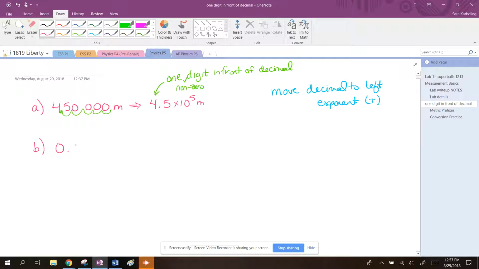So 0.23456445. My hand gets tired, so I'm going to count. 1, 2, 3, 4, 5, 6, 7.